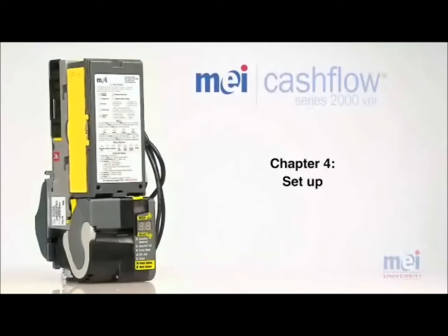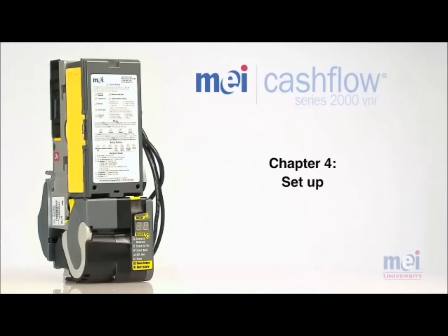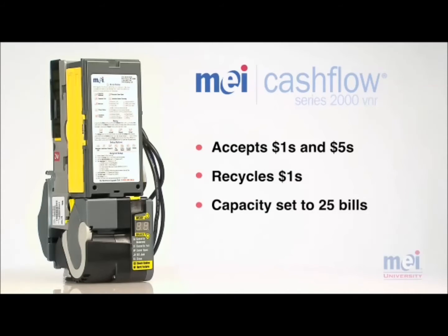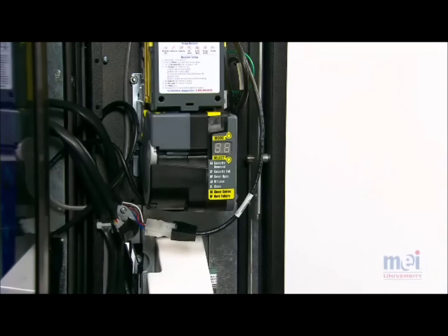Chapter 4, Setup. We will begin with reviewing the default configuration of the recycler. The VNR comes ready to accept $1 and $5 bills and is set to recycle $1 bills. Recycler capacity, which determines what number of bills will be held on the drum, comes set to hold 25 bills. The module can hold up to a maximum of 30 bills. Par level, or the level that you want the route driver to empty the recycler to during a cash collection, is set to 12.